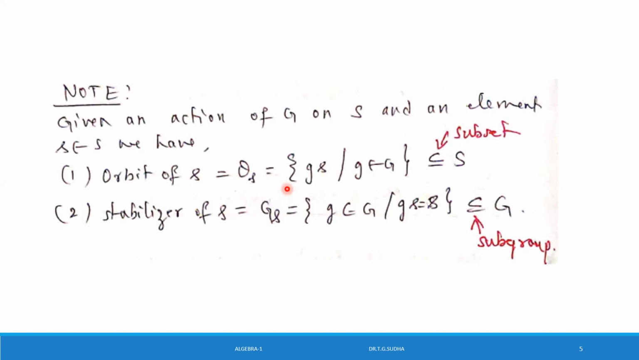Orbit of s will contain elements of the form g into s, where s is an element which is fixed in S and g belongs to G. And this is a subset of S by group action. Next, G suffix s, that is the stabilizer of s, will contain all those elements g belonging to G such that g fixes s, that is gs is equal to s. Definitely, this will be a subgroup of G.